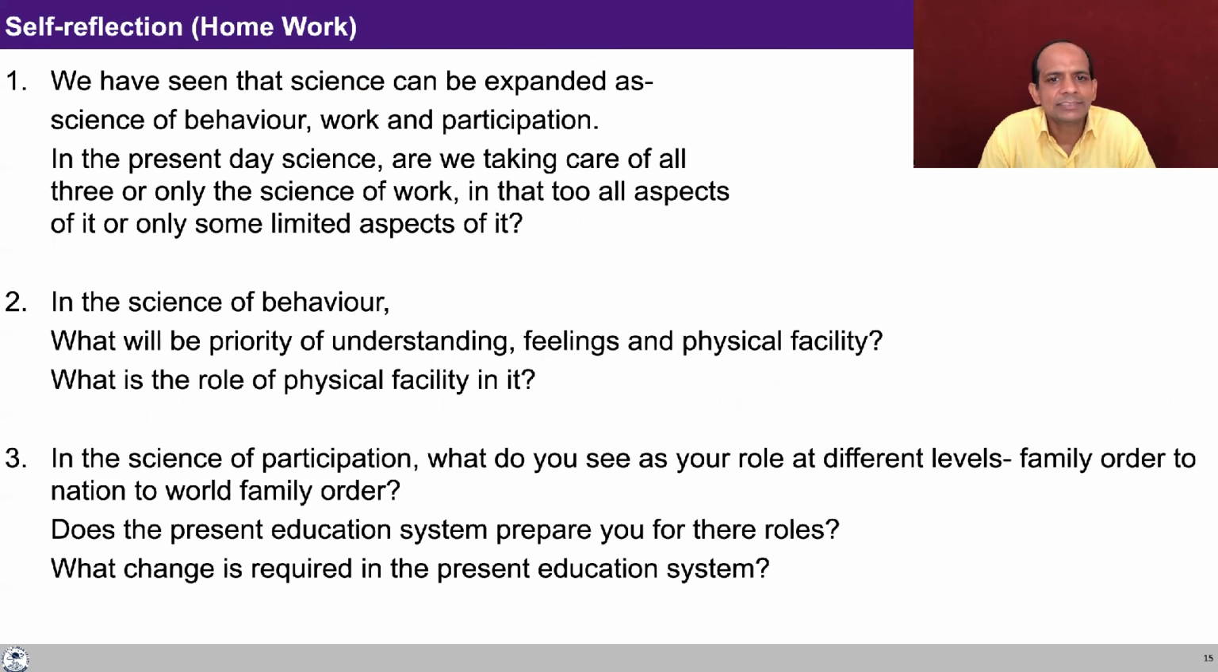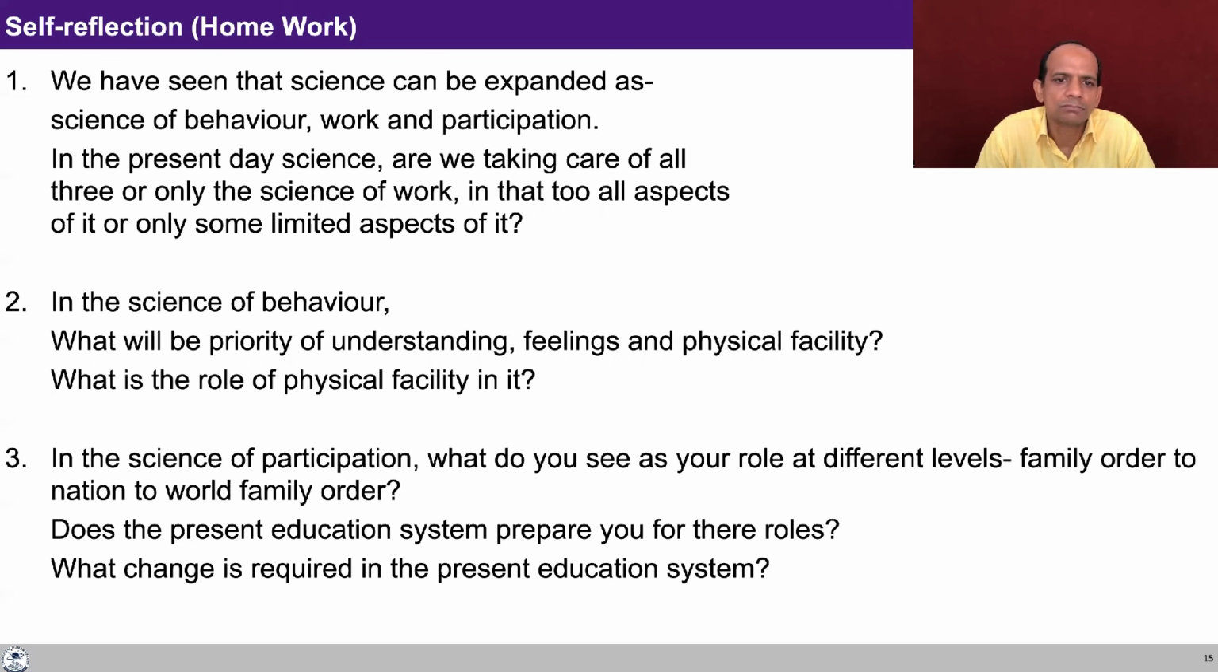So we have seen that science can be expanded as science of behavior, work, and participation. So in the present day science, are we taking care of all three or only the science of work? And in that too, all aspects of it or only some limited aspects? You'll see that in the current day science, mostly we are focused upon the form and property of physiochemical things. We are not even able to see the participation of the physiochemical things rightly. So when we try to understand the science in totality, there's a lot to explore. So try to find it out at a personal level.